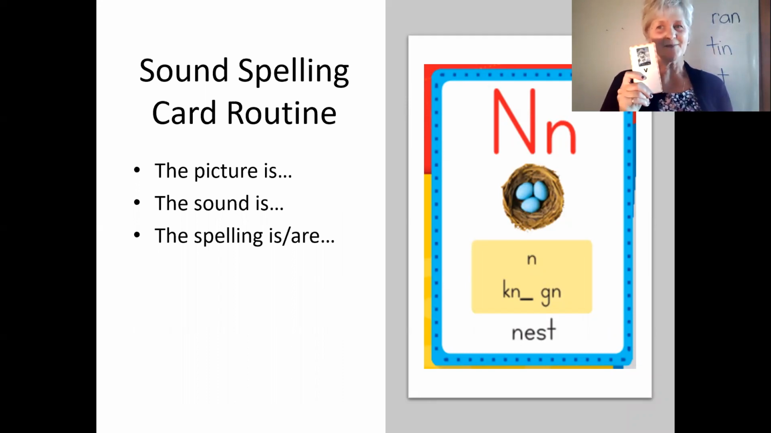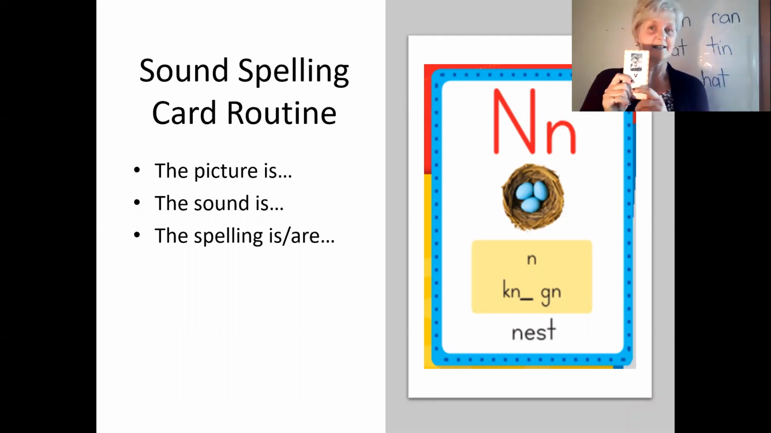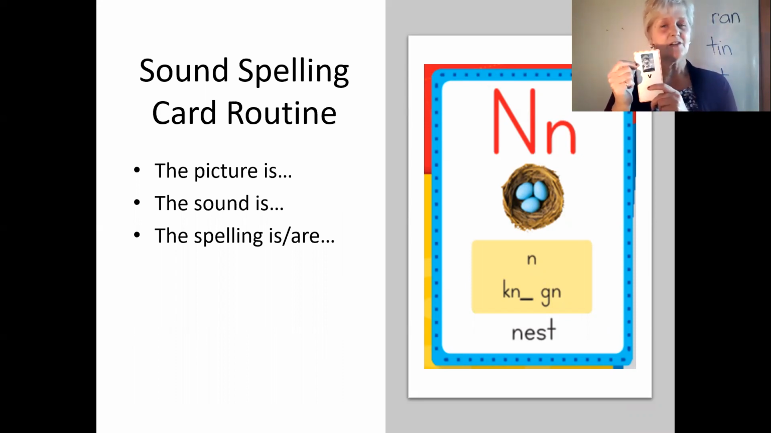So this is the sound spelling card, and we've talked about how important it is. The picture associates, this puts a picture in their mind. The sound puts the sound with that picture, actually not even any symbol yet, and then I say spelling. So it goes like this when I'm introducing. So I'm going to start it with me first. So the picture is volcano. Picture. The sound is V. Sound. The spelling is V. Spelling. So that's when I'm introducing it.